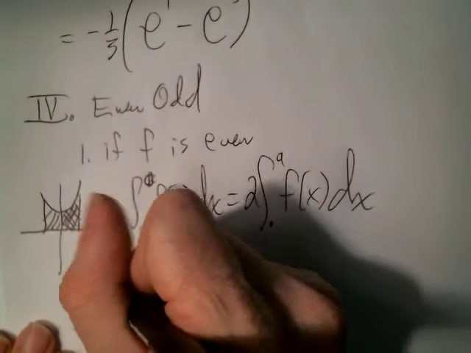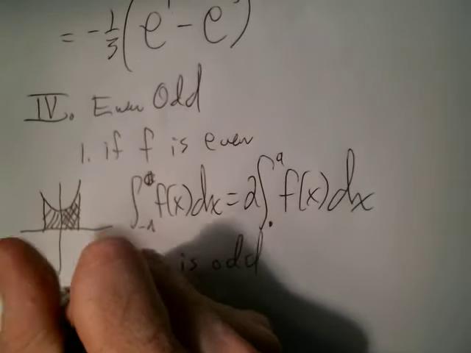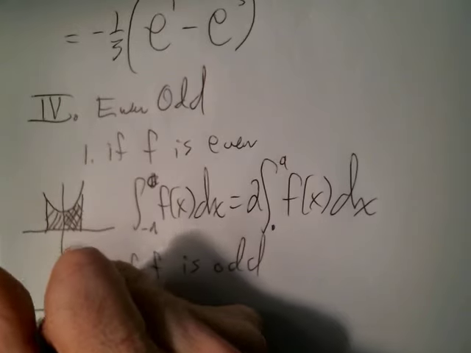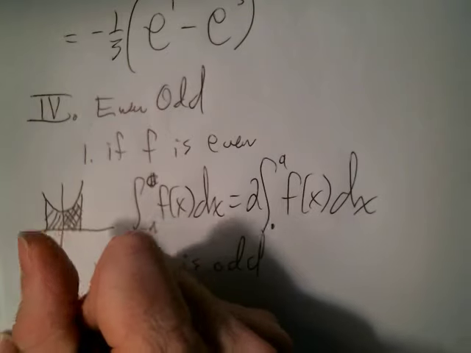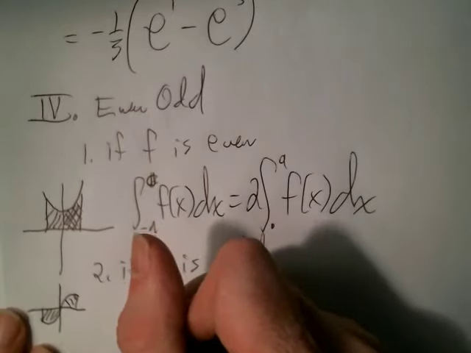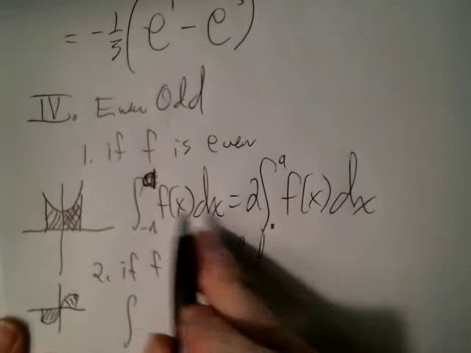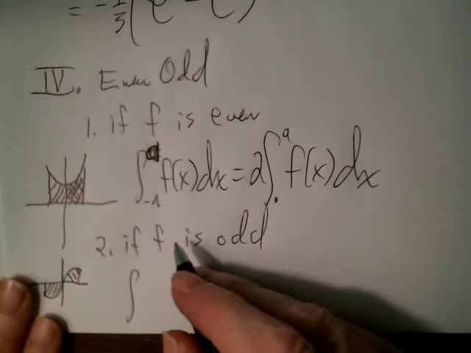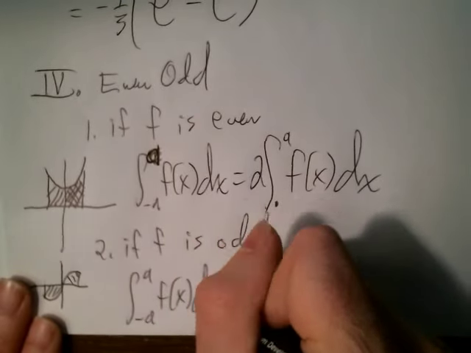Likewise, if f is odd, then the curve will look something like this. The area underneath the curve here and the area underneath the curve here will be opposites of each other, because this will be negative area, this will be positive area, and when you add them together, it'll be 0. So the integral, going from negative a to a, if f is odd, then the integral from negative a to a of f of x dx will just be equal to 0.